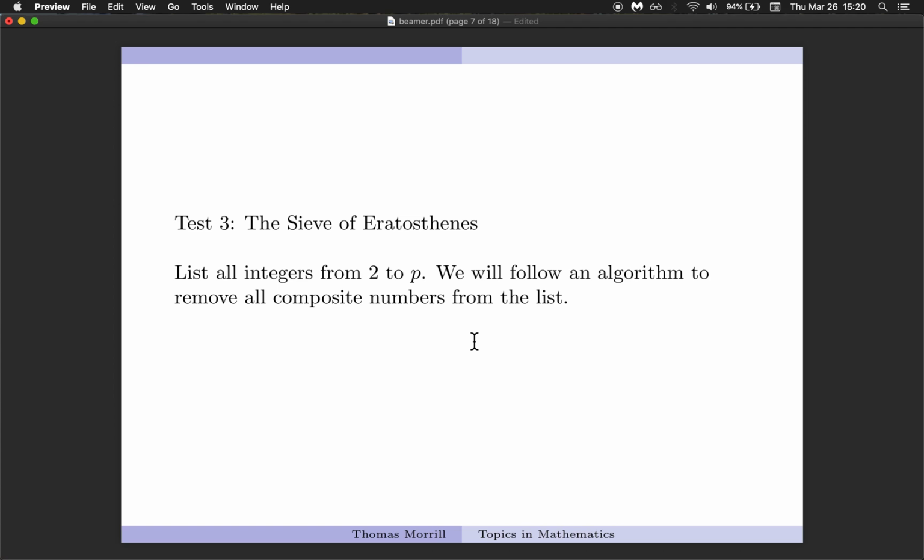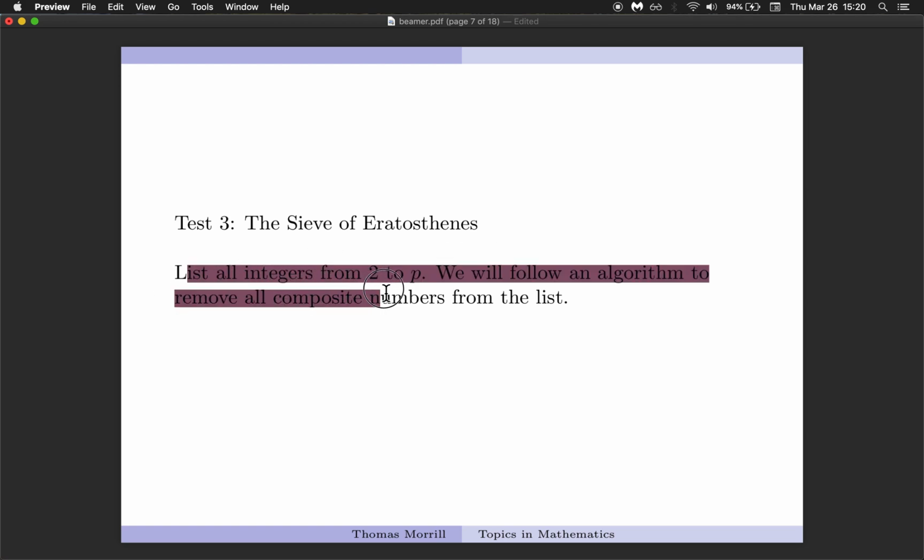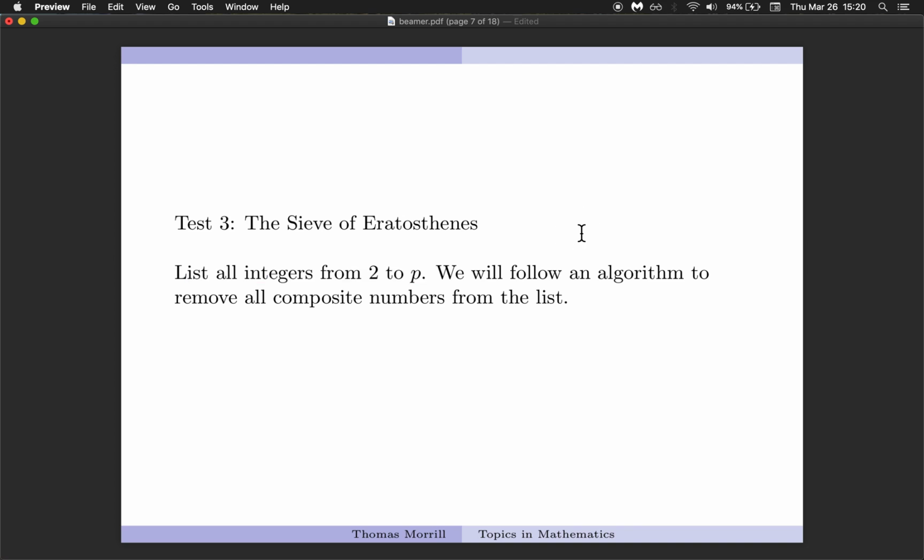He also did number theory. So this is his algorithm. Step 1. We're going to list all the integers from 2 up to p. As we follow through the steps of the sieve, we're going to remove all of the composite numbers from the list, and then with all the composite numbers gone, everything that's still on the list must be a prime number. Okay.